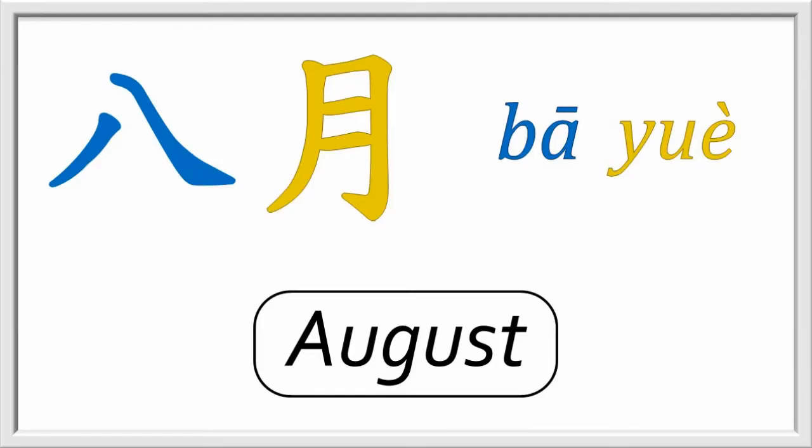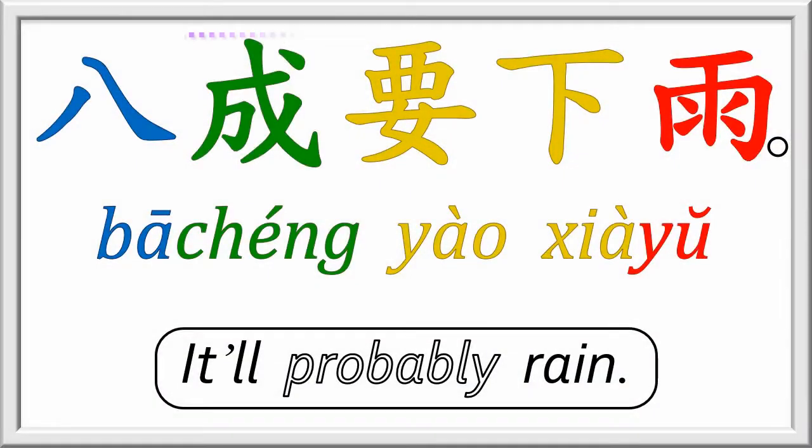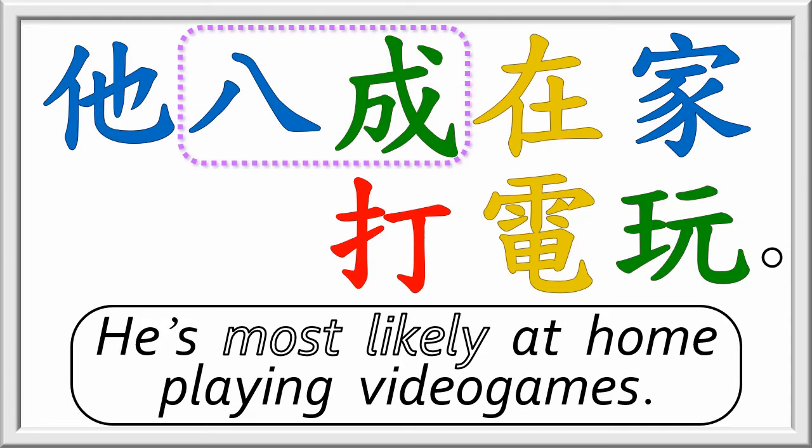The month of August is naturally the 8th month, 八月. We said in lesson 22 that the character 成 can mean 1/10 of a whole, so 八成 means 80%. It's used as an adverb meaning nearly, almost, or very likely. For example, 八成要下雨. It'll probably rain. 他八成在家打电玩. He's most likely at home playing video games.